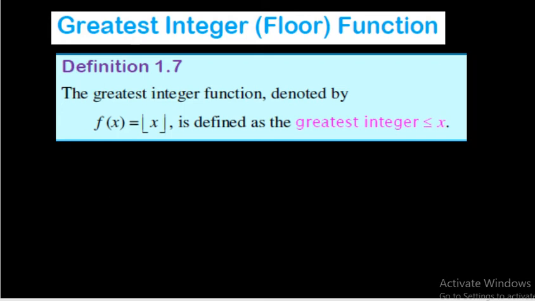The floor function, as you see here in the definition, is a function f of x, which will be written in the form or denoted by the down closed interval x. We are going to consider any number. The outcome will be any integer which must be less than or equal to x, the number mentioned in the bracket here.